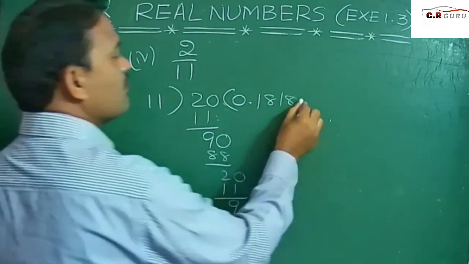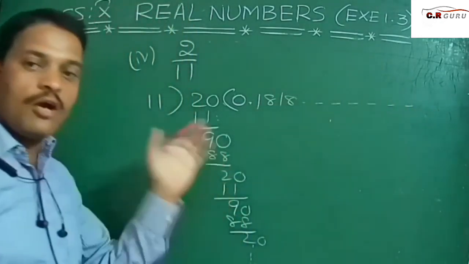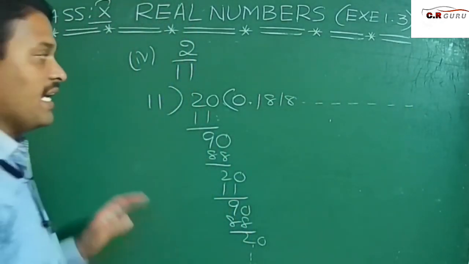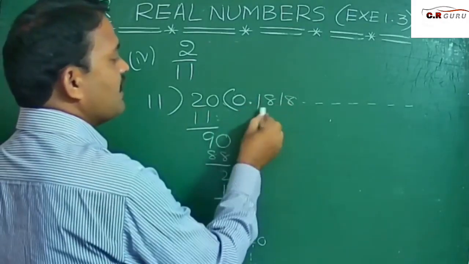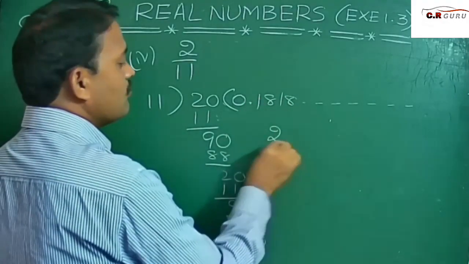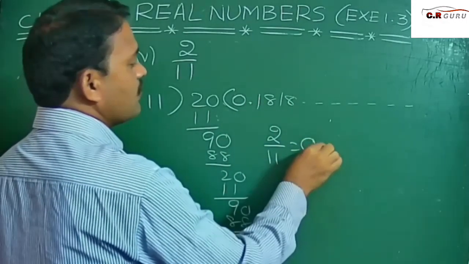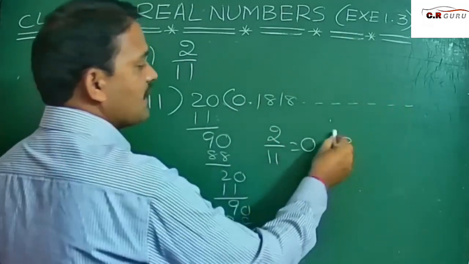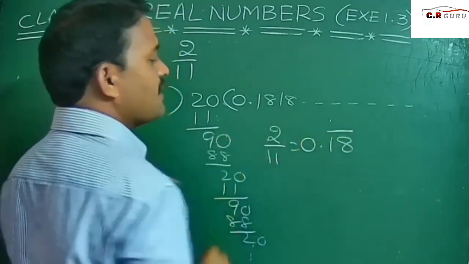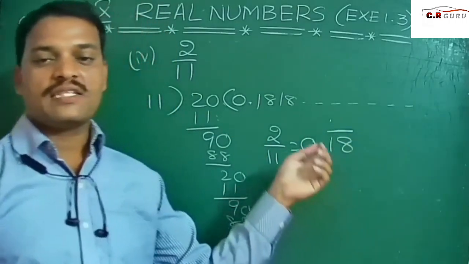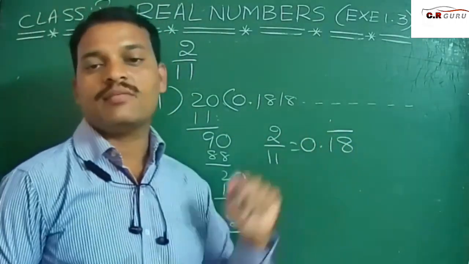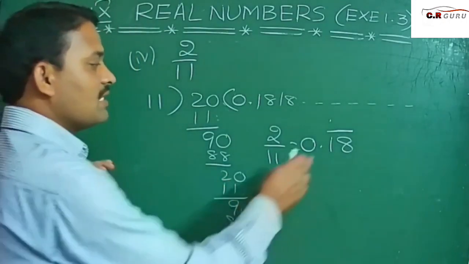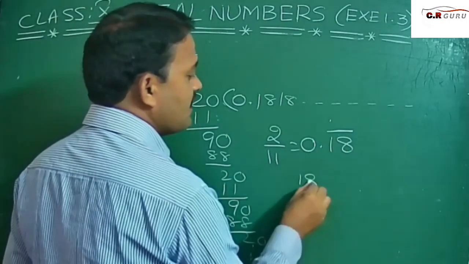Now here it will be repeated up to infinity times. 2 by 11 is equal to 0.18 repeated infinity times, which I am writing with a vinculum bracket, so 0.18 bar. So what about this 18 bar? Here 18 is called the period.